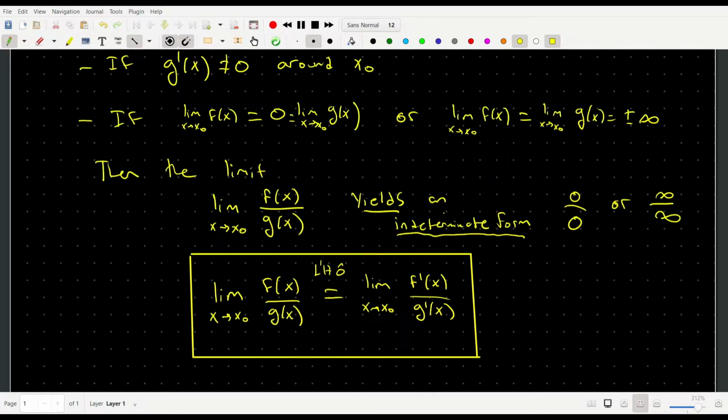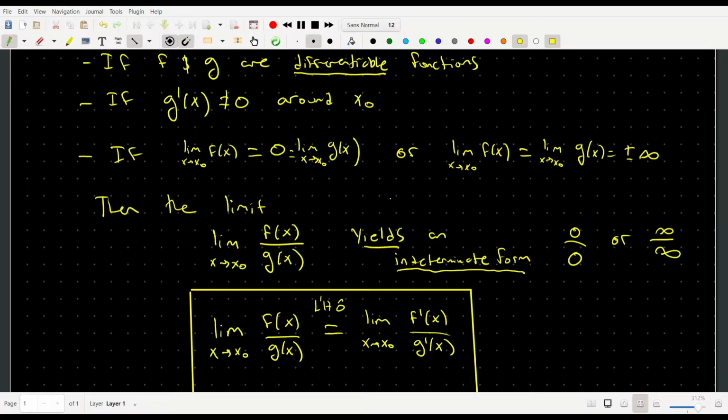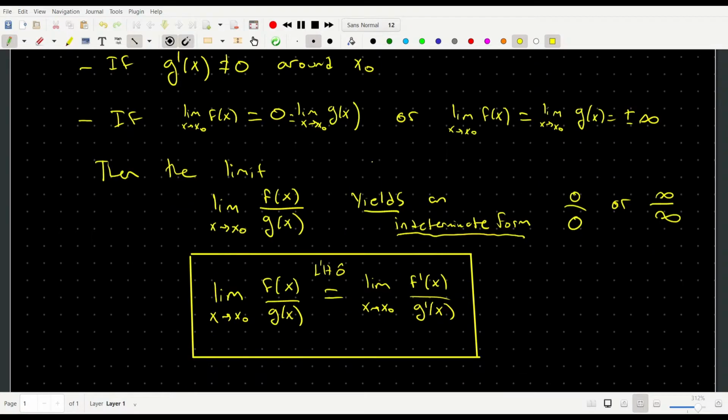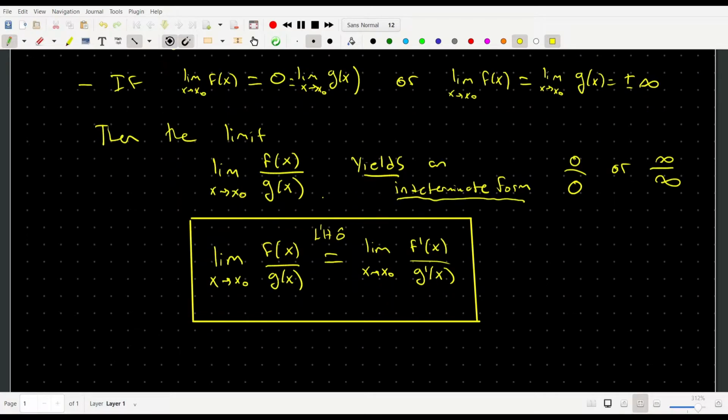So there you have it. This is L'Hopital's rule, and what we're going to be doing is seeing how to use this in this lecture, as well as moving on to see how to apply this to more and more advanced types of problems.